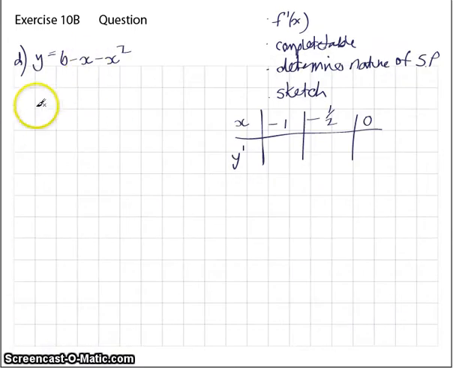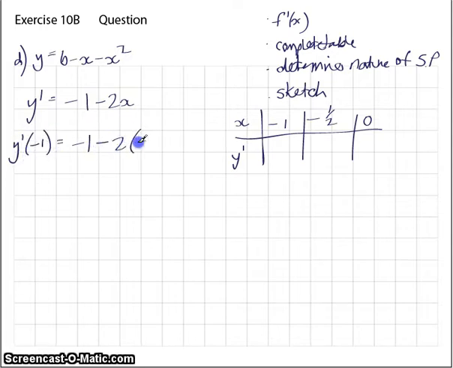Next question, find the derivative. So our derivative is going to be minus 1 minus 2x. Complete this table now. So when x is minus 1, I'll set this out so you can see. I'm evaluating y dash of minus 1. I've got minus 1 minus 2 times minus 1. So there's lots of negatives here. So make sure you mind your signs. Minus 1 plus 2 is 1, positive.